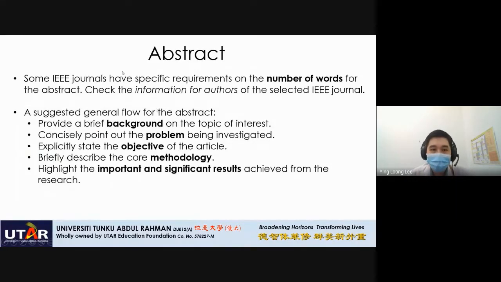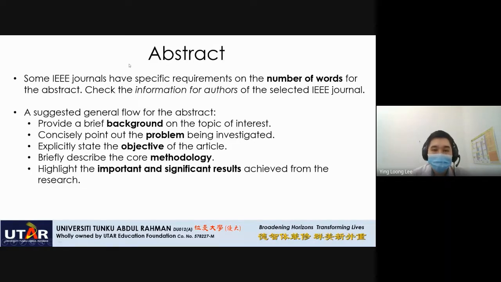Okay, next, abstract. So some journals, some IEEE journals, they have specific requirements on the number of words in the abstract. So you should check the information for authors on the journal that you select, to see how many words they require. Sometimes it's 150, sometimes 200, sometimes it's 250. So you have to check the information for authors.